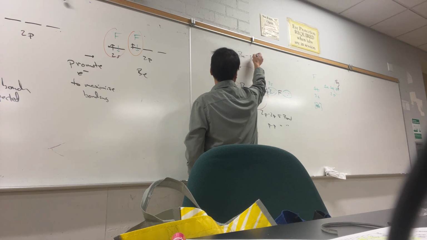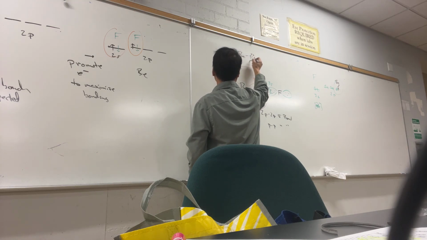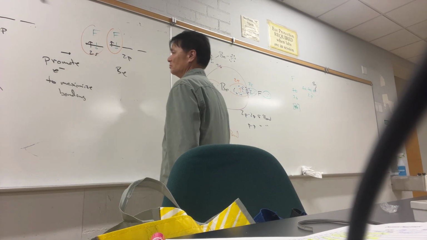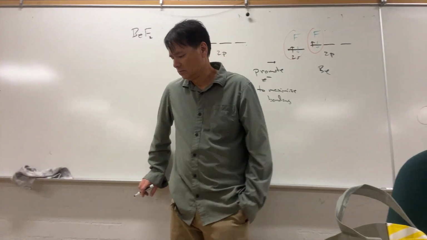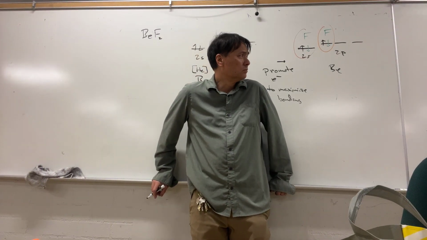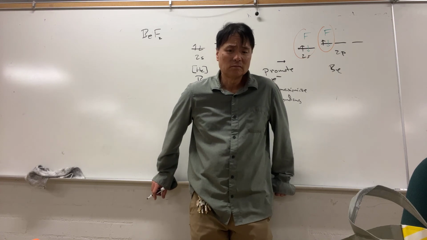But is this correct? I got these other two empty orbitals here. You see that? I have these other two empty orbitals here, but I have no electrons there.